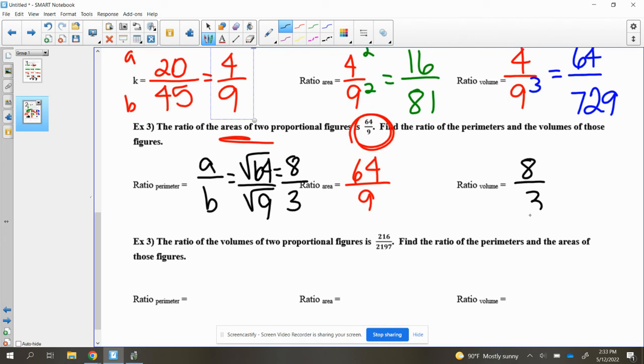And now we can use A and B in order to help us with the volumes, because if we cube them, that will be our final answers for those. So 512 and 27 is that ratio.